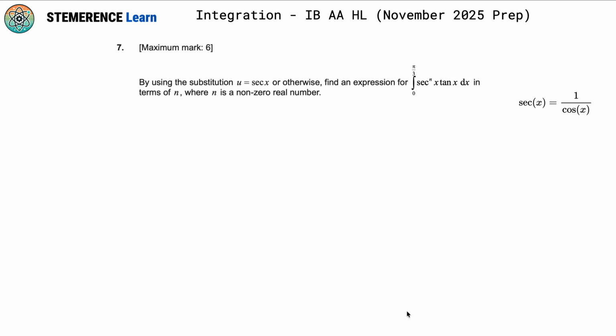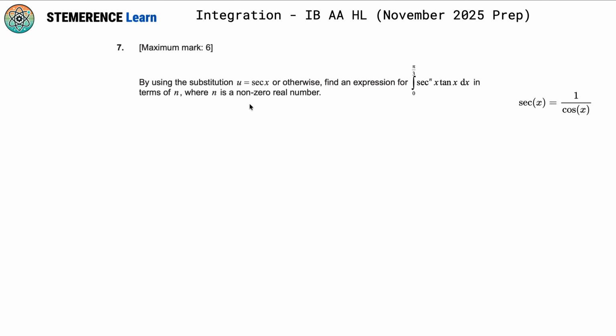By using the substitution u equals secant of x or otherwise, find an expression for the integral from 0 to pi over 3 of secant to the n of x times tan of x with respect to x in terms of n, where n is a non-zero real number. So as we know, secant of x is just 1 over cosine of x.